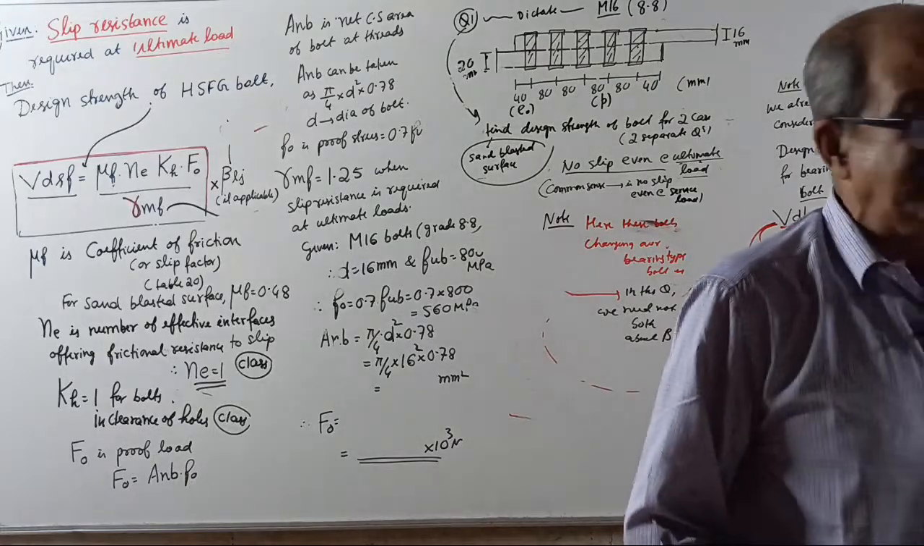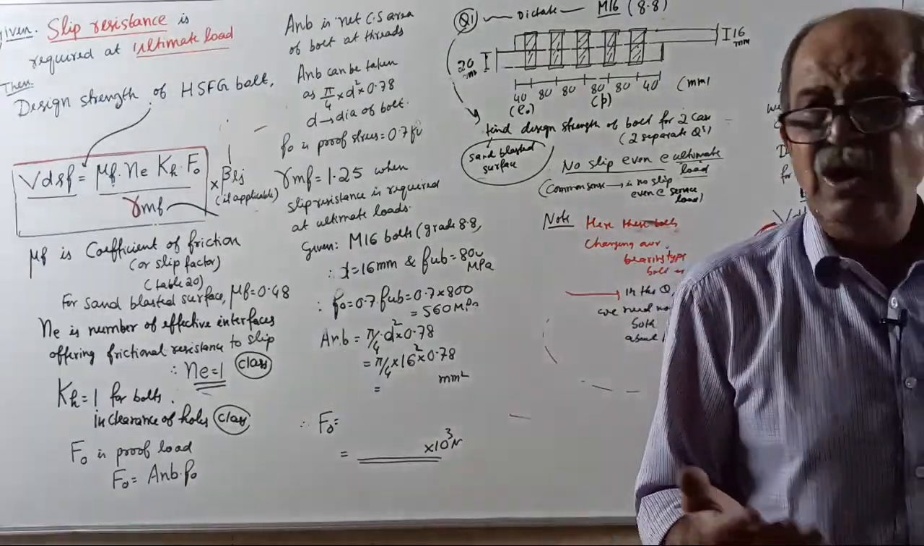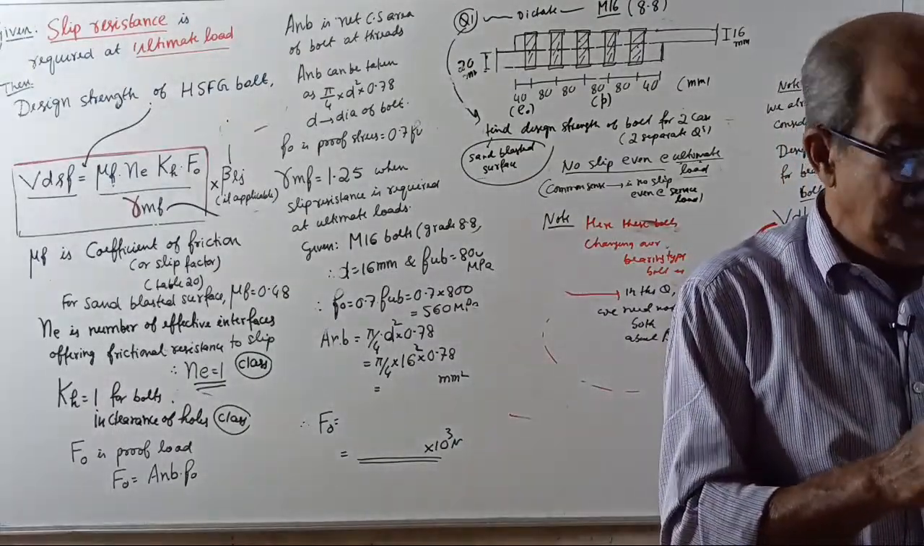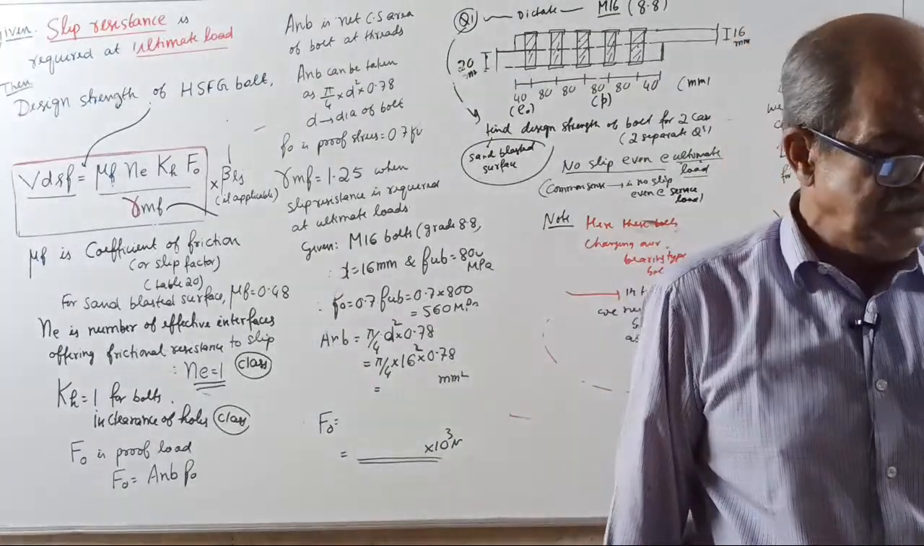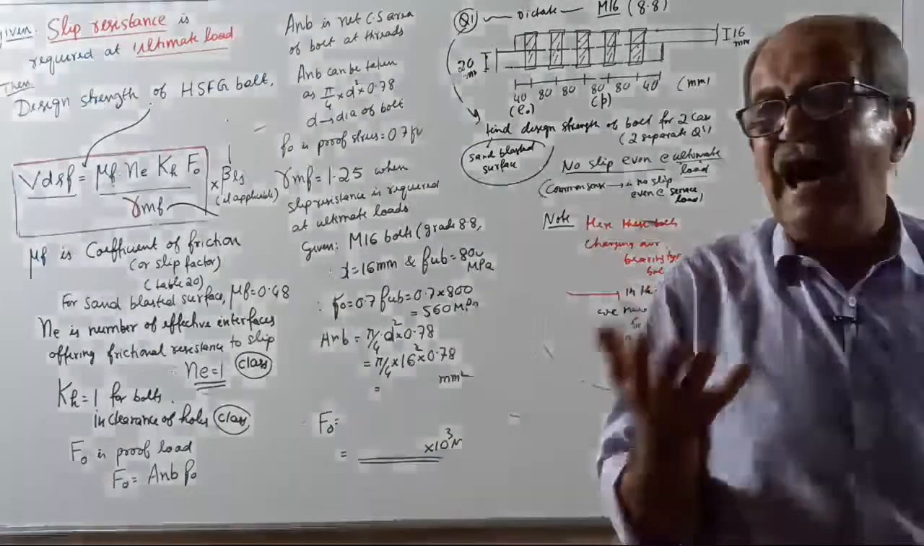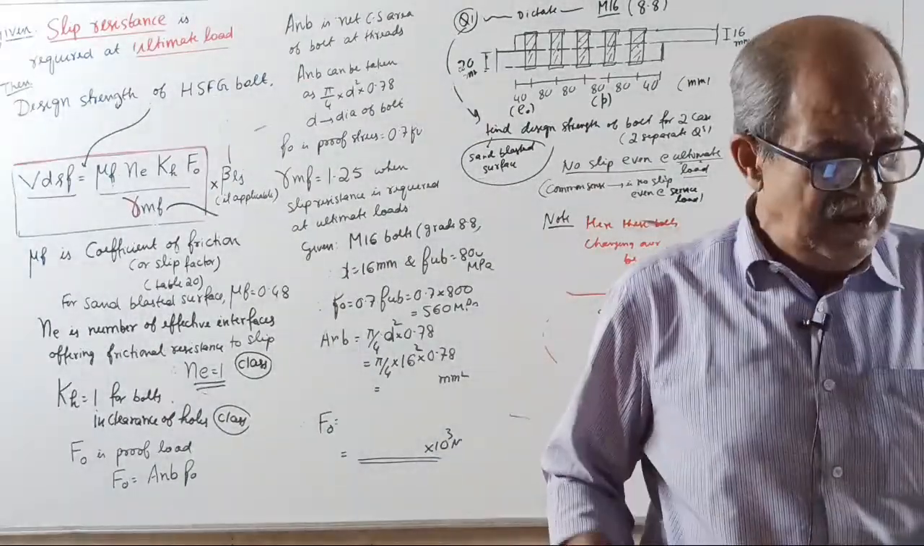For sand blasted surface, what is mu f? What are you doing? You are not seeing the IS code and not telling the answer. See the IS code and tell me the sand blasted surface mu f. If you delay this way, the class cannot be taken. We should type the answer within no time.